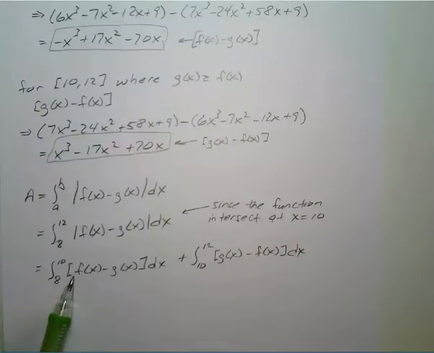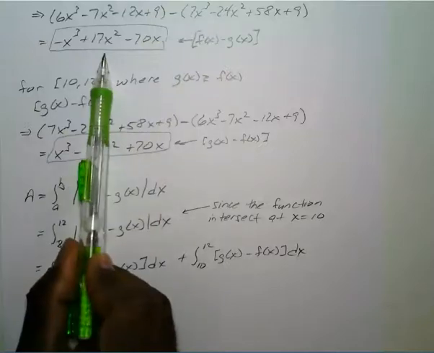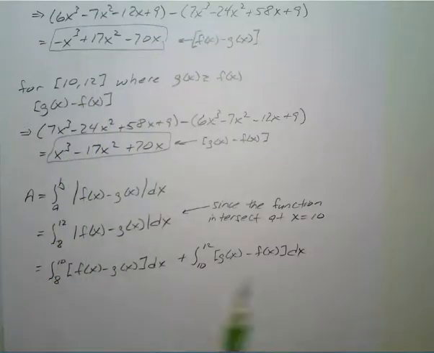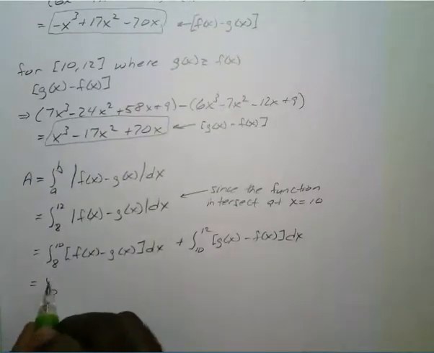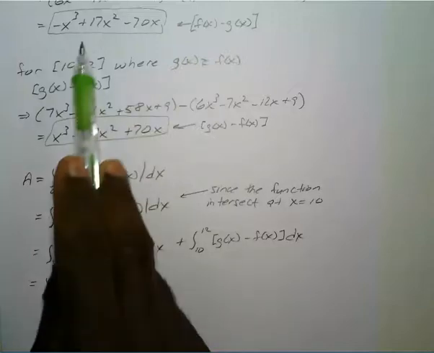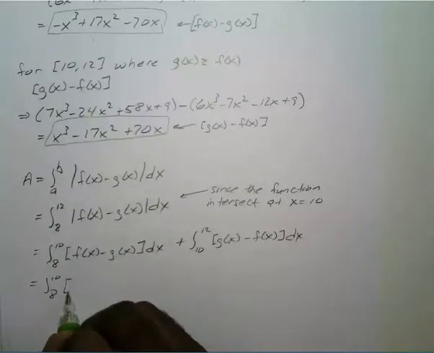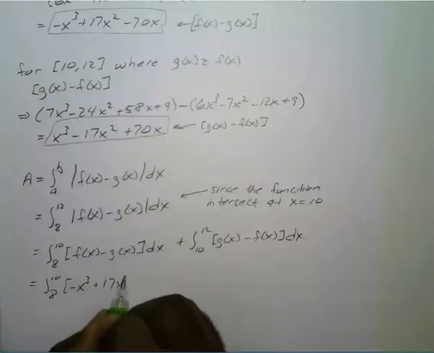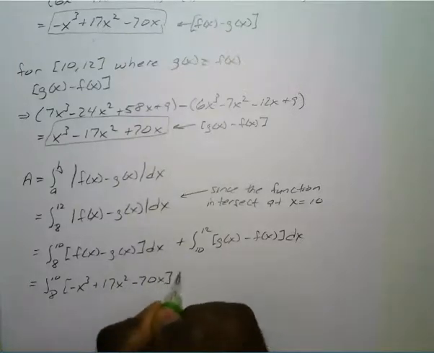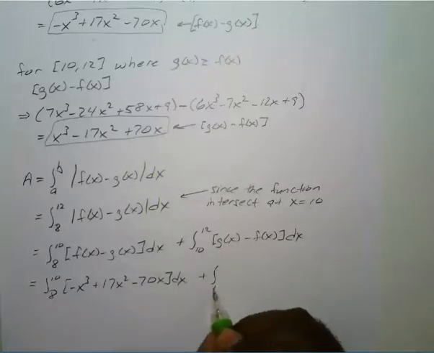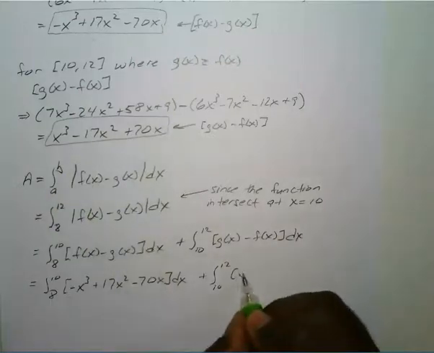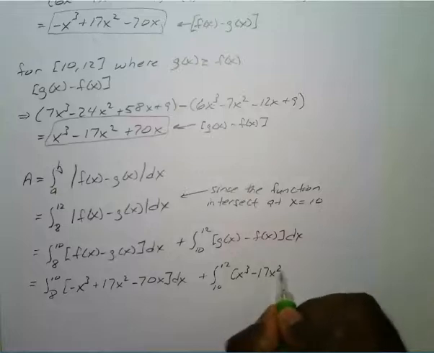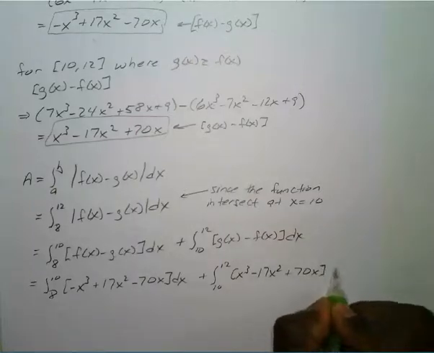Okay. Now again, if you wanted to come right here and solve your f of x minus g of x and g of x minus f of x here, you could. I just didn't want all that space filling up. That's why I did these ahead of time. So this is going to be the integral from 8 to 10 of our f of x minus g of x. Remember, that's right here. We already did that ahead of time. So negative x to the third plus 17x squared minus 70x with respect to x, plus the integral from 10 to 12, our g of x minus f of x, we did that ahead of time, as x to the third minus 17x squared plus 70x with respect to x.